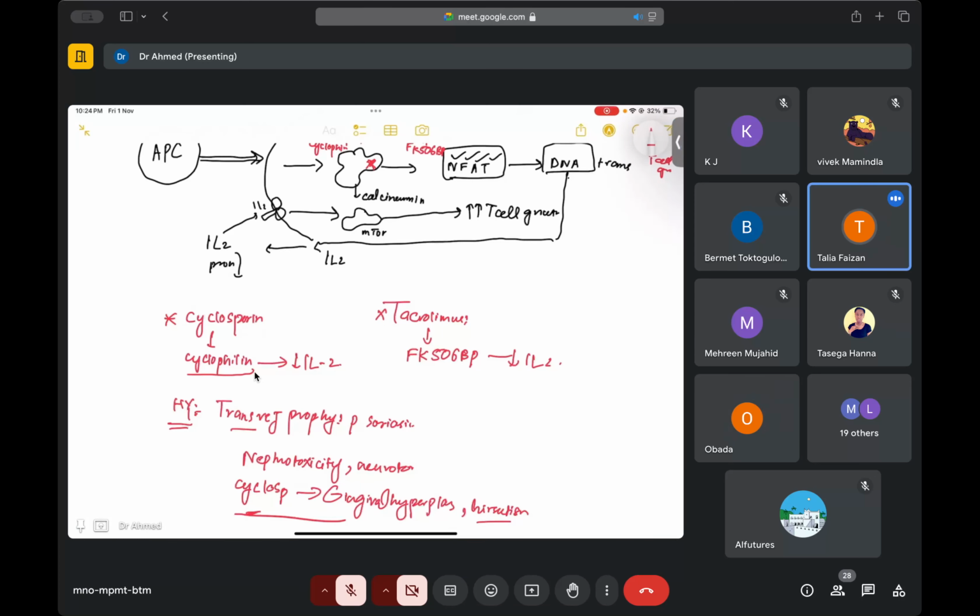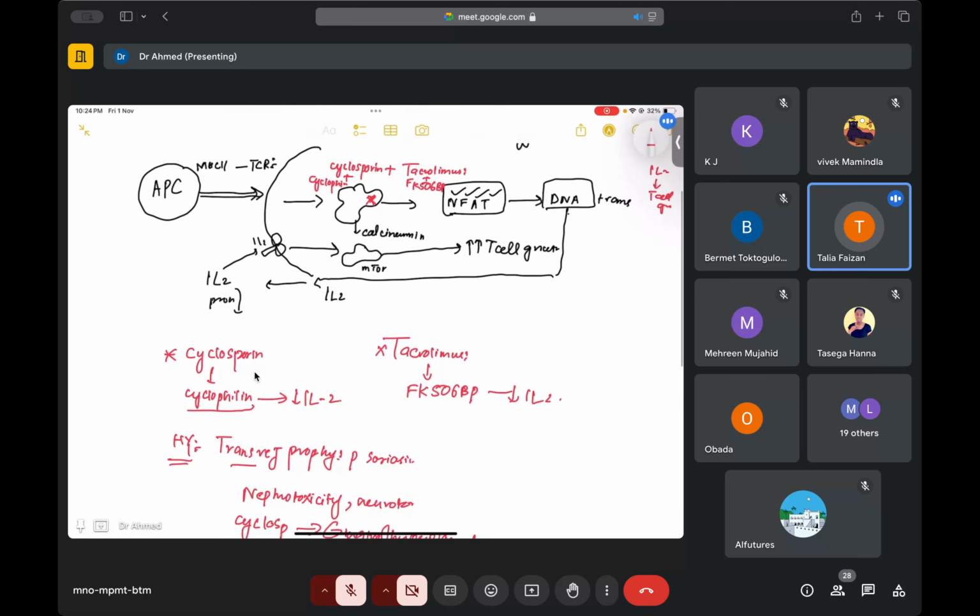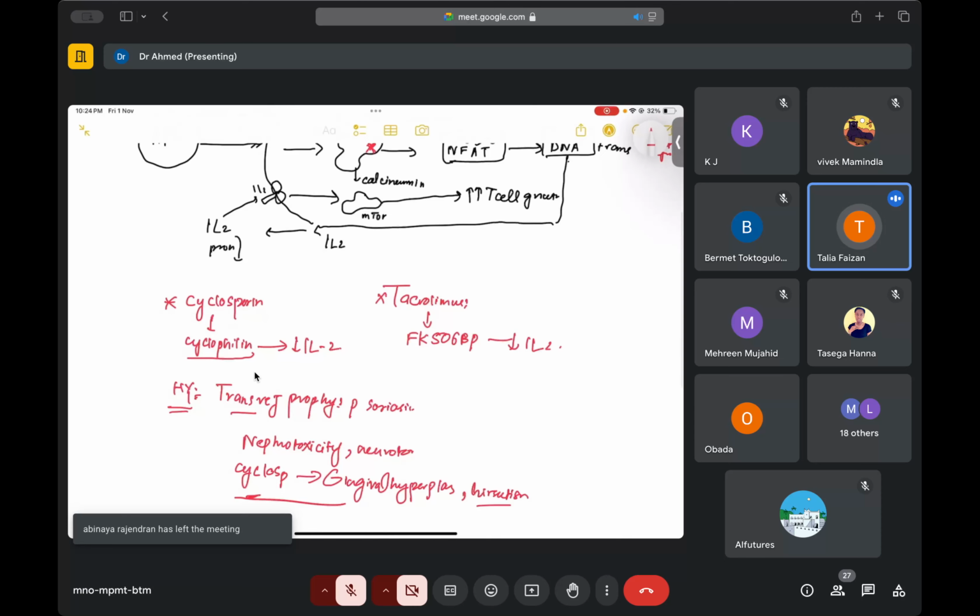Then we have two drugs. One is cyclosporin, one is tacrolimus. Cyclosporin acts through cyclophilin, and tacrolimus acts through FK506BP. But both of them ultimately act on interleukin 2. As for side effects, for cyclosporin, which is high yield, it causes hirsutism and gingival hyperplasia, and tacrolimus causes nephrotoxicity and neurotoxicity, and they are also given in psoriasis. Perfect.